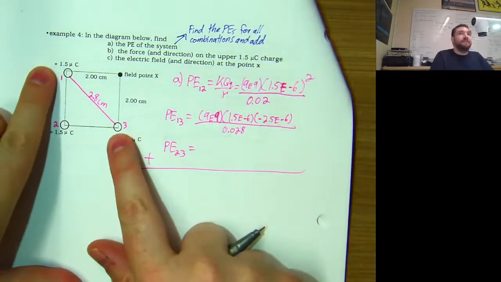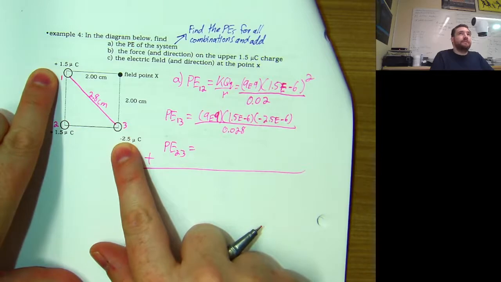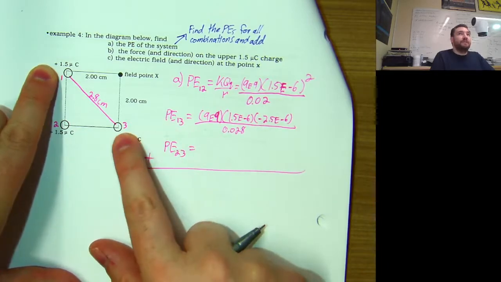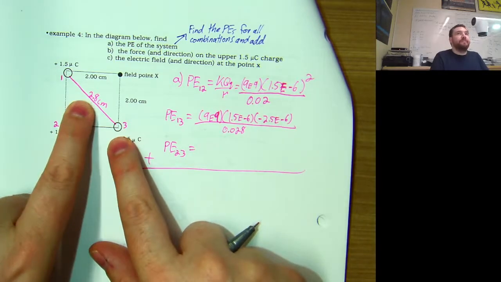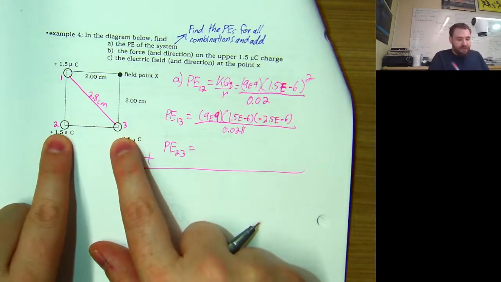I did these two, Nathan. Oh. That's 1 and 3 with my labeling. Oh, gotcha. Okay. And now I've got 2 and 3.